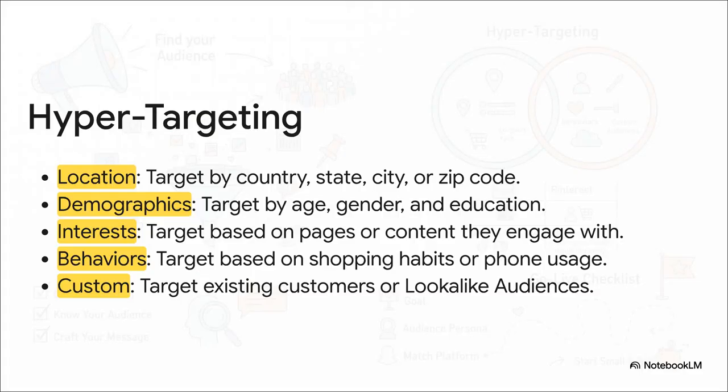And this is where things get kind of crazy specific. We are talking way beyond just basic stuff like age and gender. You can target people based on their location, right down to the zip code. You can target them by their interests, pages they've liked, even their recent shopping behaviors. And here's the real game changer. You can actually upload a list of your existing customers and tell the platform, hey, go find me more people just like these ones. That's what they call a custom audience, and it is just unbelievably powerful.